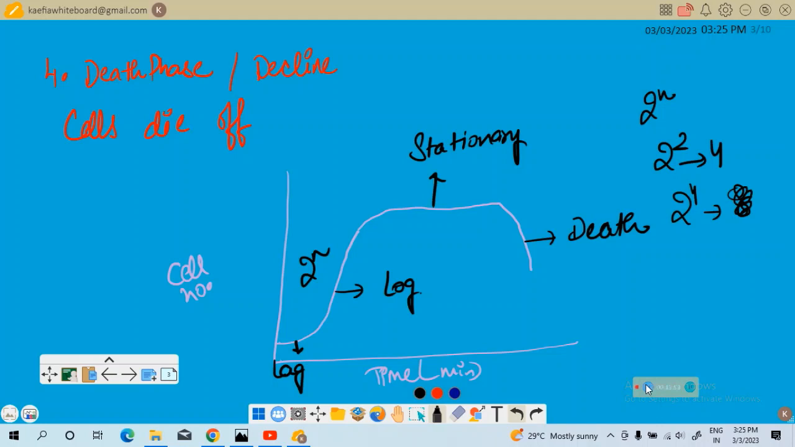Okay, then we have stationary phase. Since it is stationary, no more cell division can take place, and after that the last is death phase.